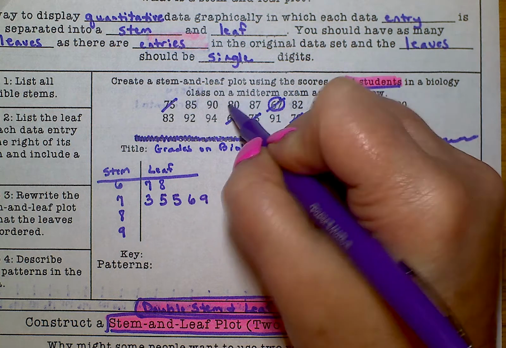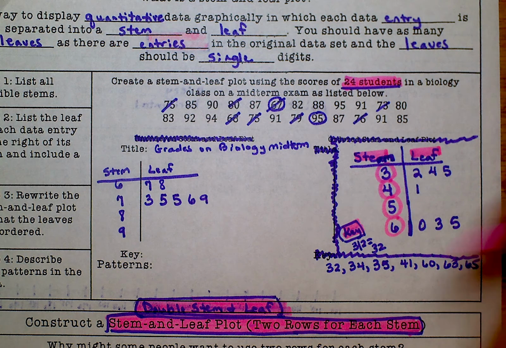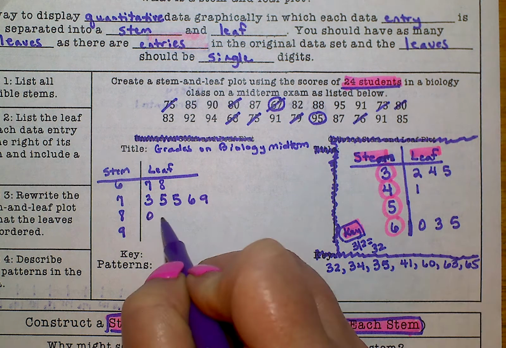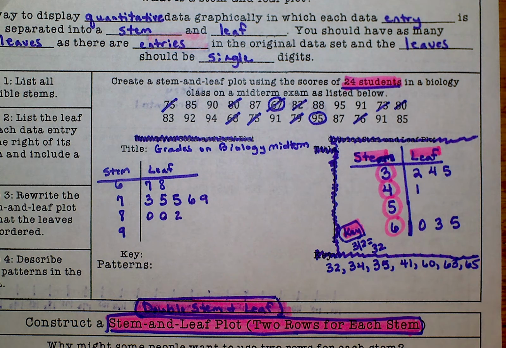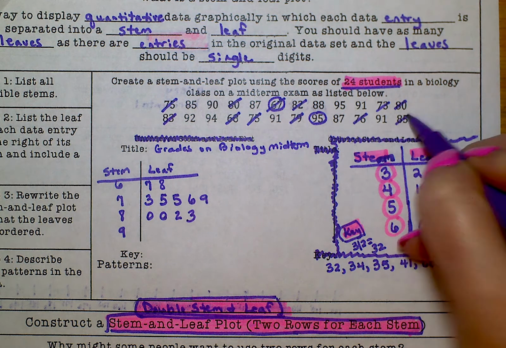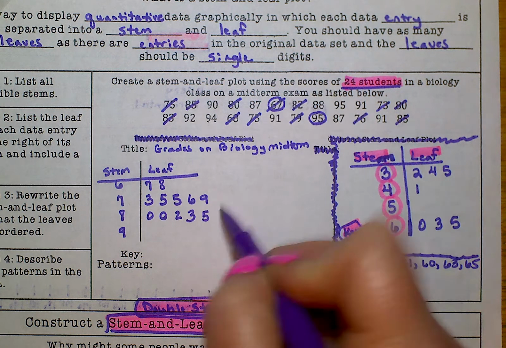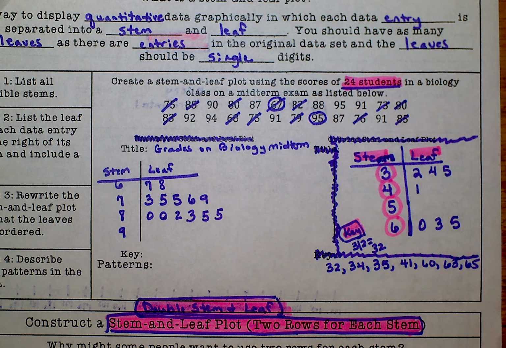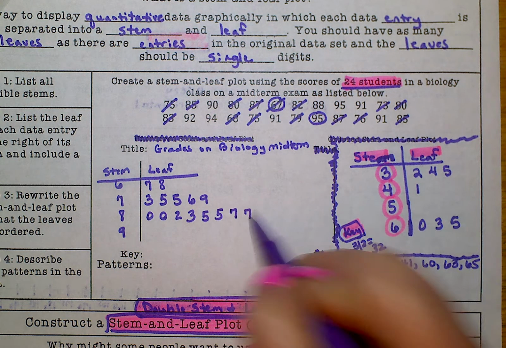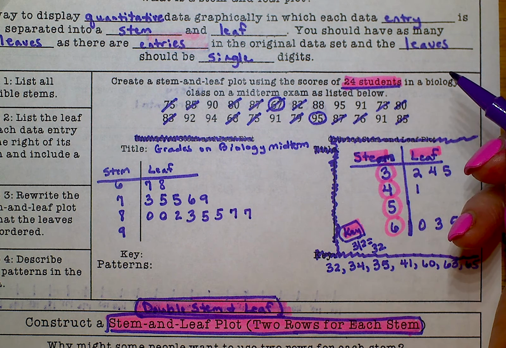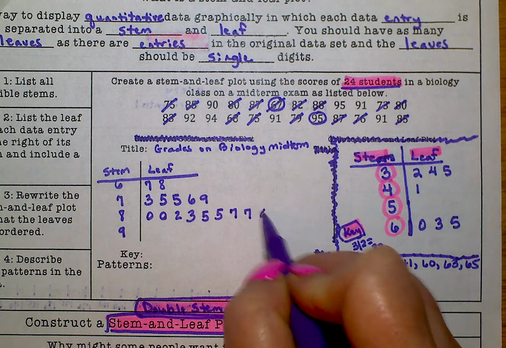Then we have 2 80s, an 82, 83, 85, 85. Looks like there's a lot of 80s. 87, 87. Like a lot of people made a B. That's what I'm observing. 88.